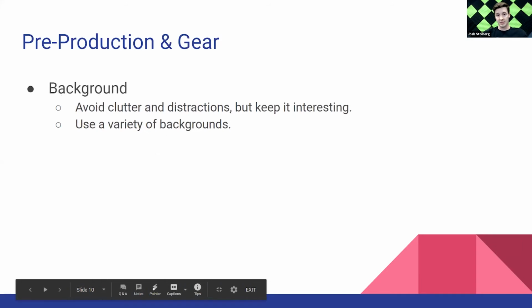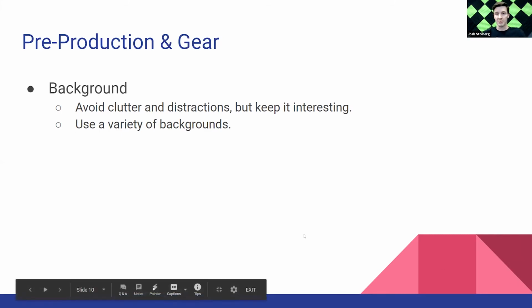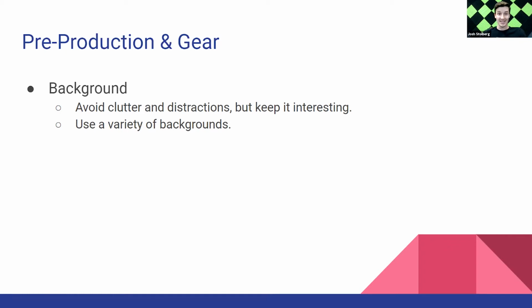Now for background, we want to avoid clutter and distractions. Make sure that the background isn't cluttered. Make sure that it looks good on camera because we want to present ourselves well here, right? Make it interesting though. You can make it interesting, but avoid making it distracting. I love saying that variety is the spice of life. That's like another one of my mottos that I live by.